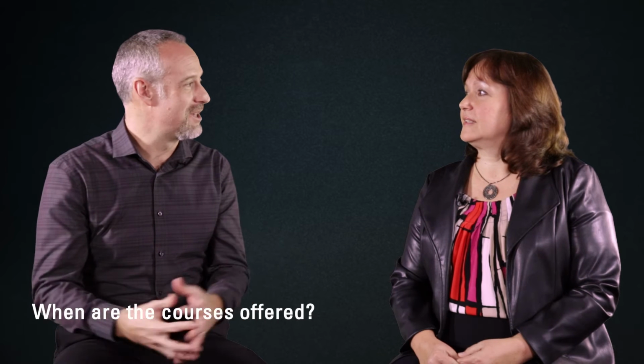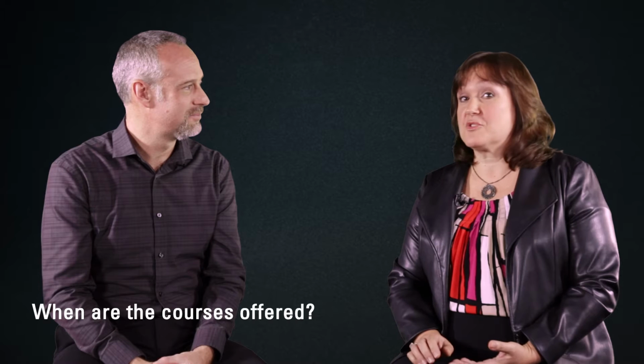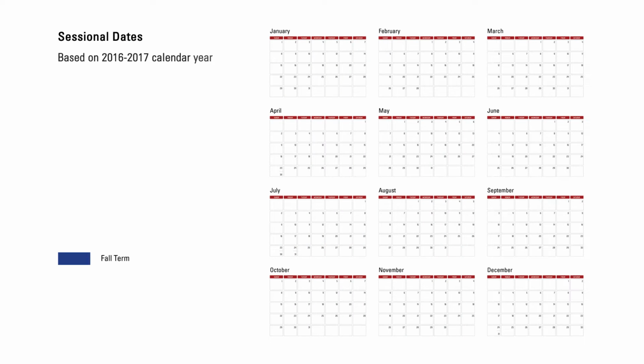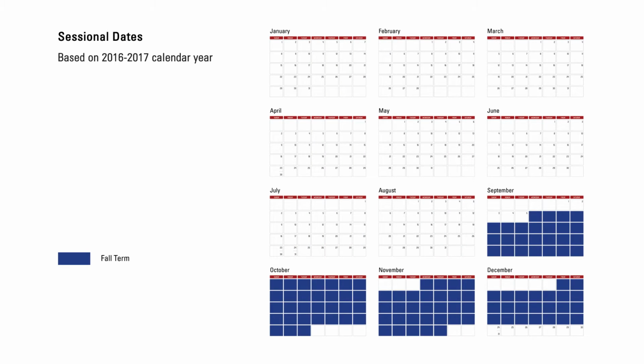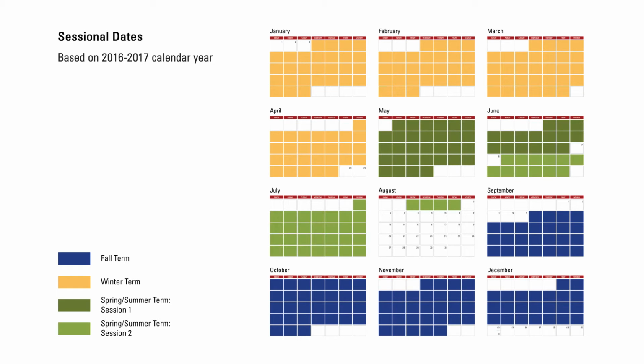Correct. So the next thing is, when are these courses? The courses are offered in 3 different terms. We have a fall term, which runs from September to December. We have a winter term, which runs from January through to April. And then we have the summer term, which runs from May through to August. Students can enroll in up to 6 courses in each of those terms, based on what's offered, of course. Okay, and then how do the students know what time and what day the courses are offered?